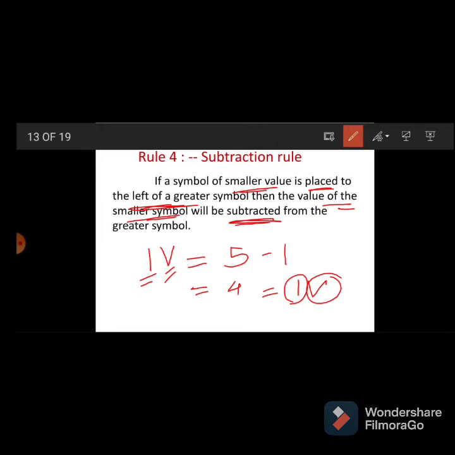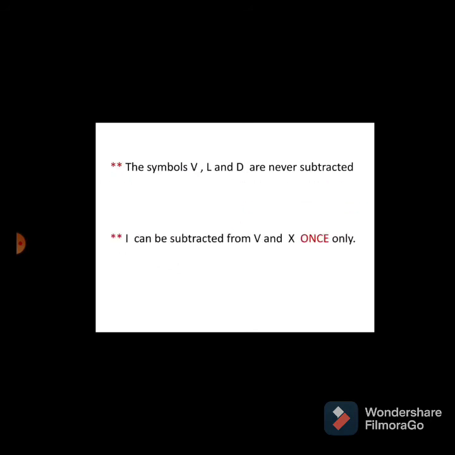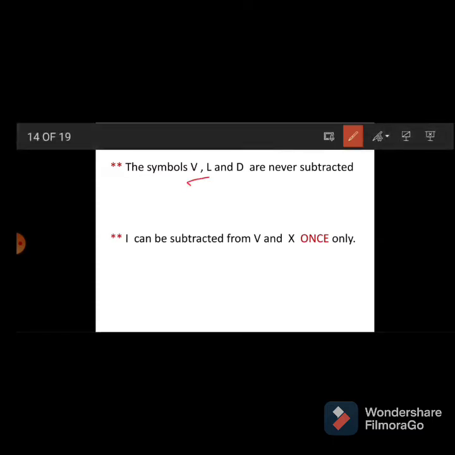Okay, then see, the symbols V, L and D are never subtracted. Remember these important sentences. The symbols V, L and D are never subtracted. Okay, and then I can be subtracted from V and X only, and that is one time only. I can be subtracted from V and X once only.